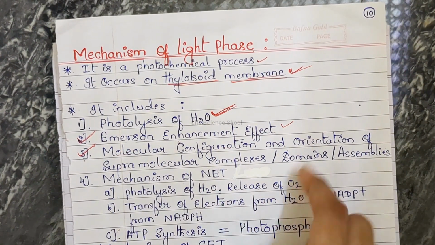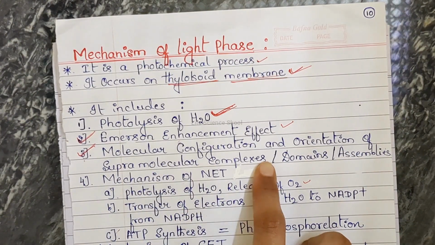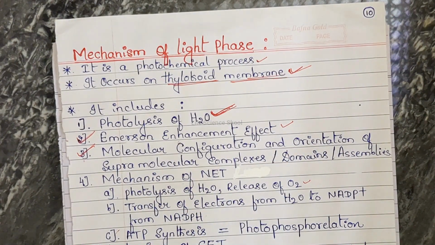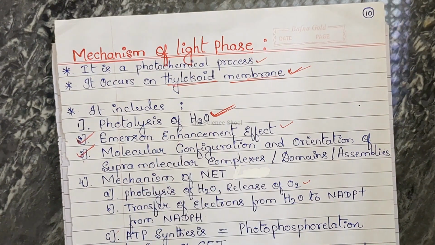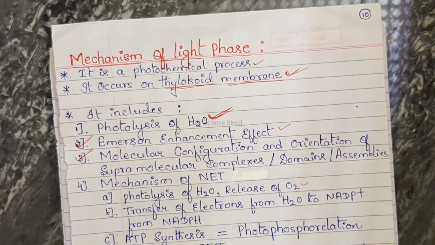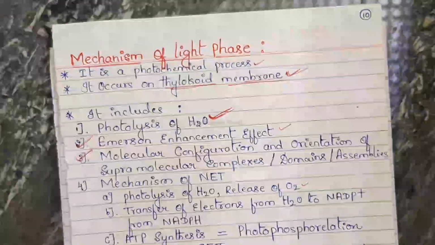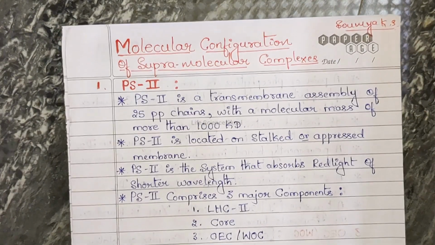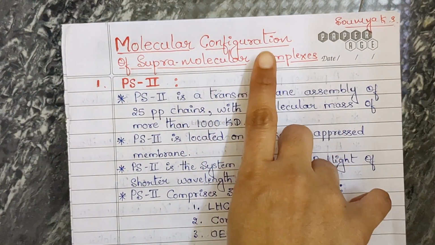By knowing the molecular configuration and orientation of the supramolecular complexes, only then can you study non-cyclic electron transport, because this gives the idea about how the molecules, domains, or complexes are arranged on the thylakoid membrane. So where they are located, and how the electrons move from one complex to another. If you are thorough in their configuration, orientation, and location, then you can understand the mechanism of NET very easily. Now, without any delay, let's begin with the molecular configuration of supramolecular complexes.